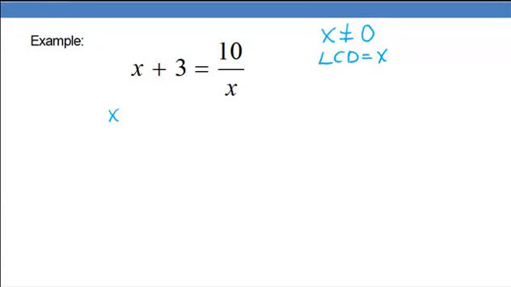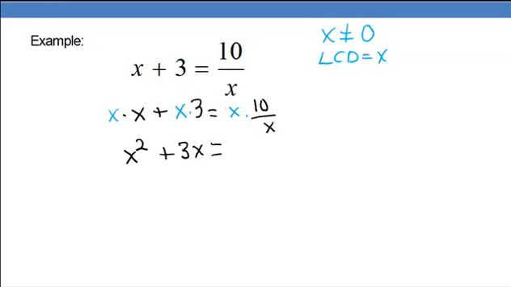So we're going to do x times everything. So x times x plus x times 3. And also x on the other side. X times 10 over x. And then we'll simplify. For our first term, x times x gives us x squared. There was nothing to cancel. Second term, x times 3 is 3x. And on the right-hand side, the x will cancel.